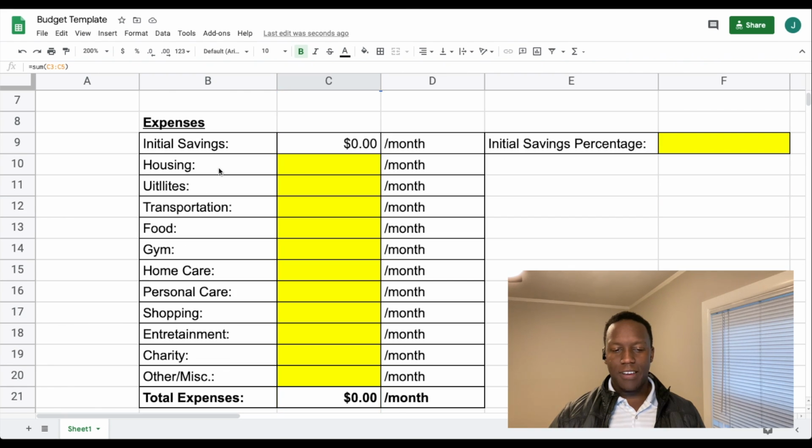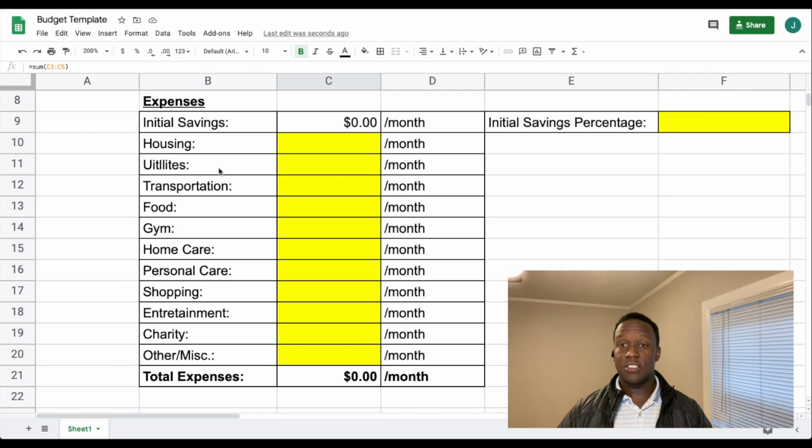So the next thing after that is we're going to want to put in expenses. Since you've tracked how much money you spend on the different categories throughout the month, now this is your chance to put it into a budget.